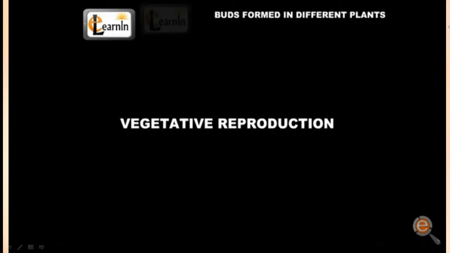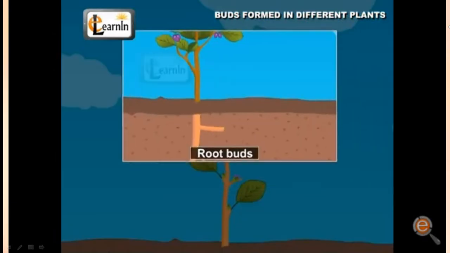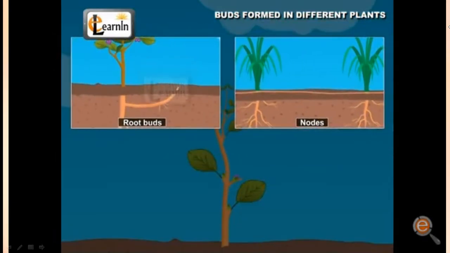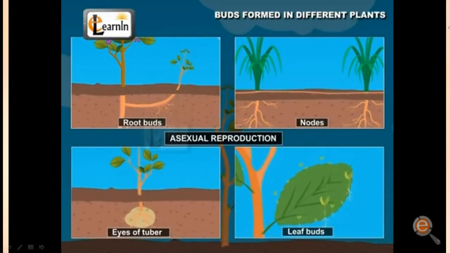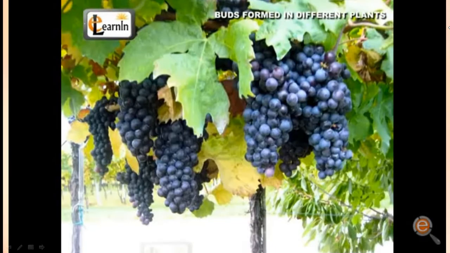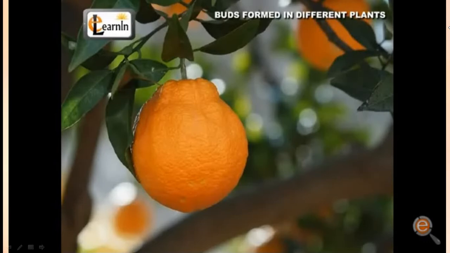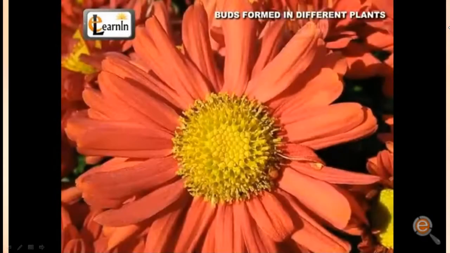Vegetative propagation is routinely done and is preferred by many plants. Some of the flowering plants propagate by specialized structures. This method of reproduction is asexual reproduction, where there is no involvement of male and female gametes. This method of propagation in plants is called vegetative propagation or vegetative reproduction. A large number of horticultural crops, such as guava, grapes, pomegranate, orange, and citrus, vegetative crops such as potato and sweet potato, and flowering plants like chrysanthemum are produced through vegetative propagation.